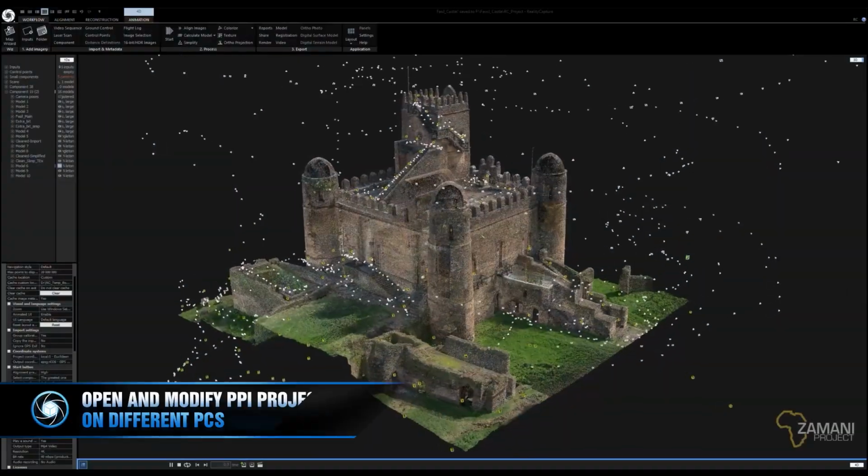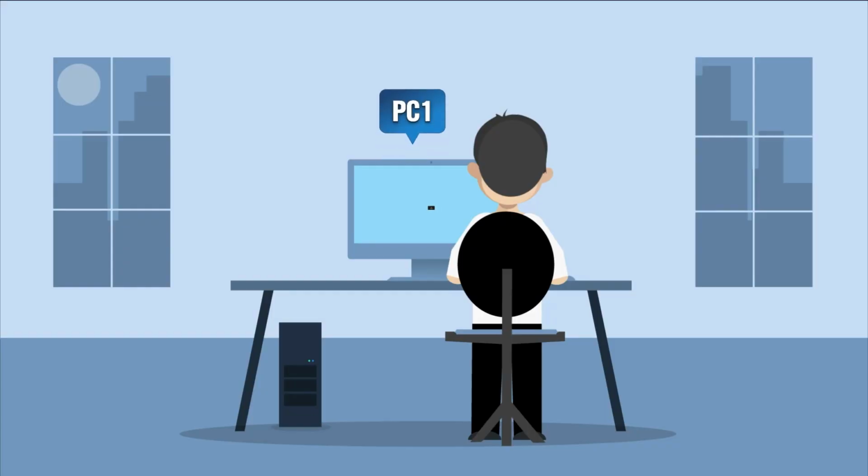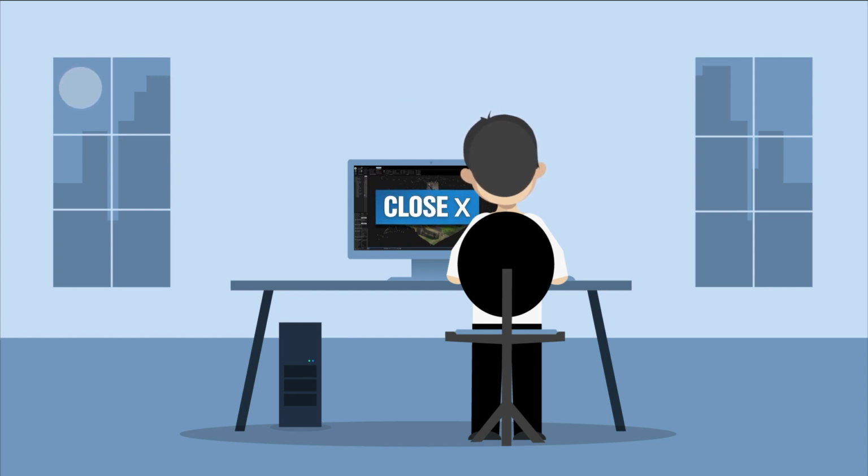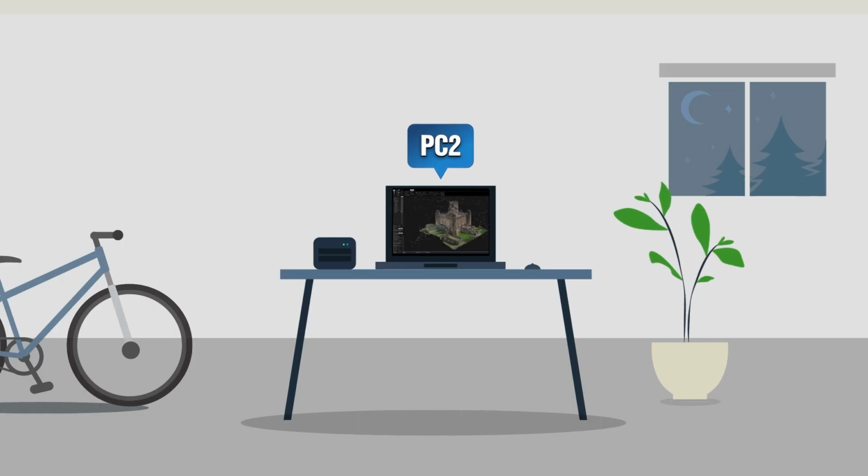Open and modify PPI projects on different PCs. You can now open a PPI locked project on a different computer and RealityCapture account. Just save the project with the licensed dataset and upload it to your online storage, so you can continue to work on the project from home.